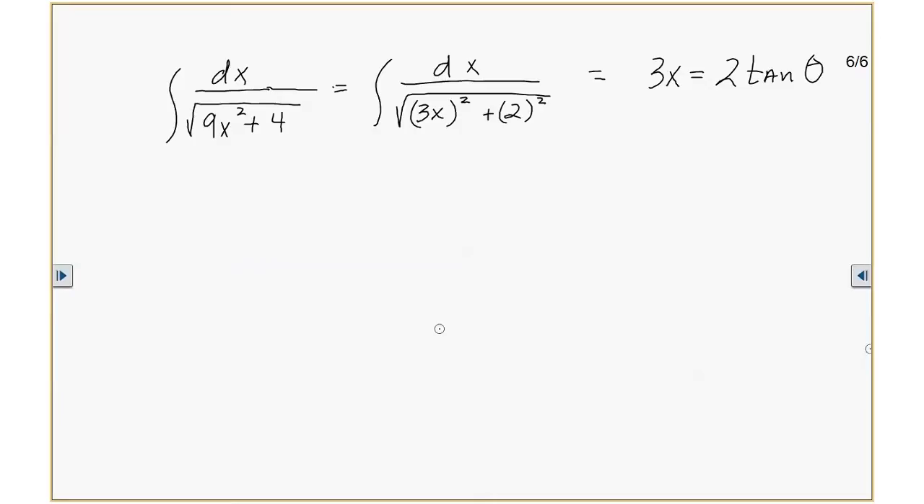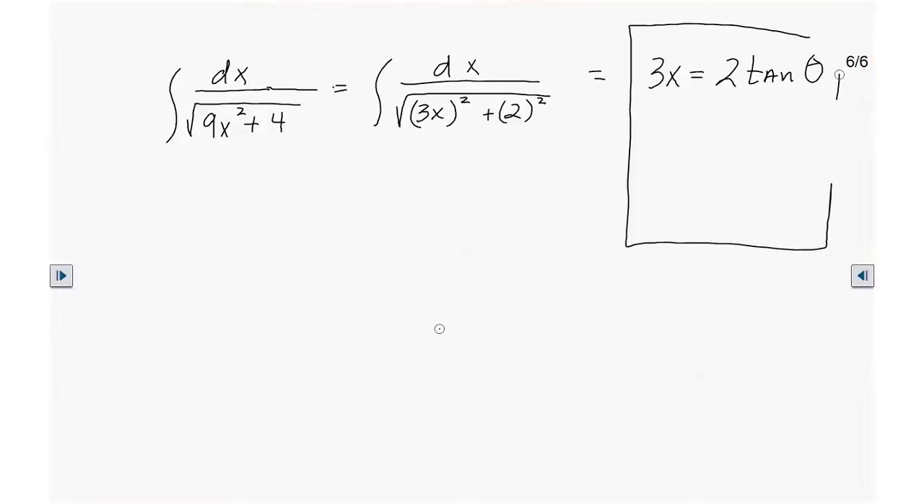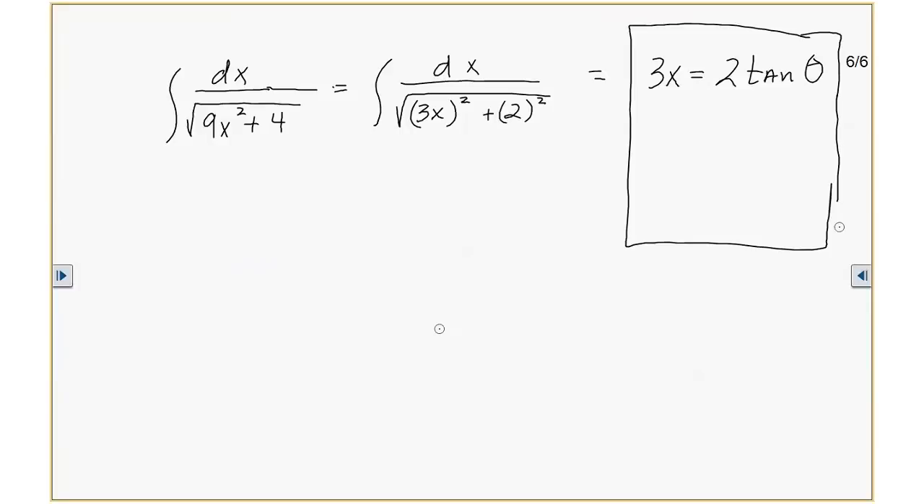Now, I want you to get your key ready, if you haven't yet. You got two things you got to do. One, you got to solve for what? x. And then you got to take the what? Derivative. So do that, if you haven't yet. I'll do the first part for you. x is equal to 2/3 tan theta. I'll do that for you.